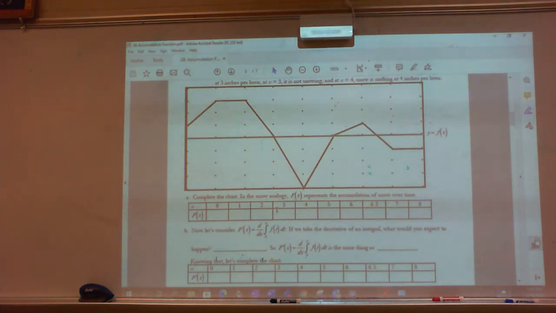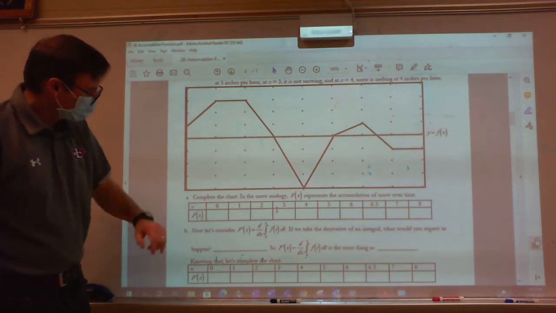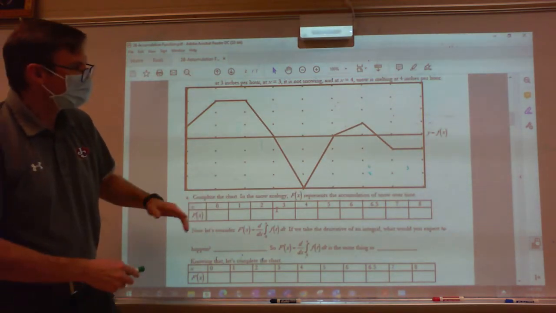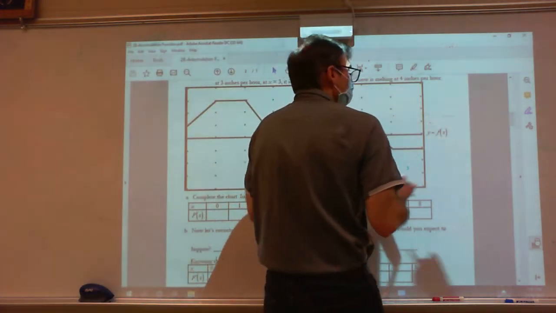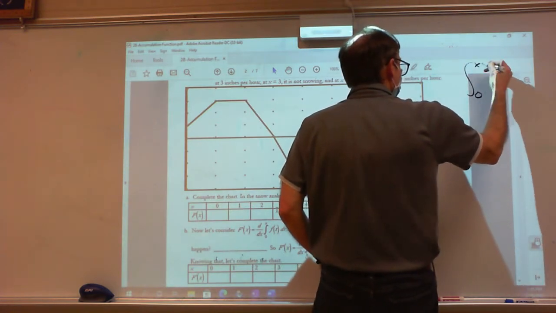And here's our little chart. So we're going to go through our little chart, and we're still dealing with the integral from 0 to x.